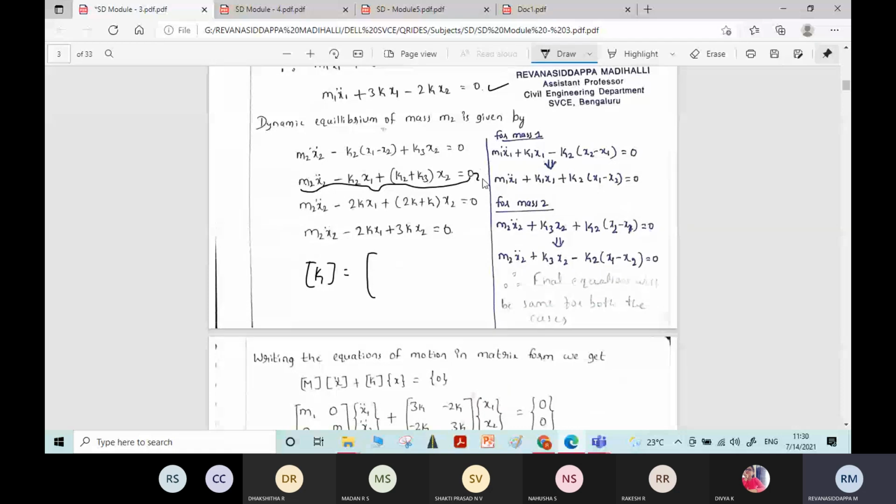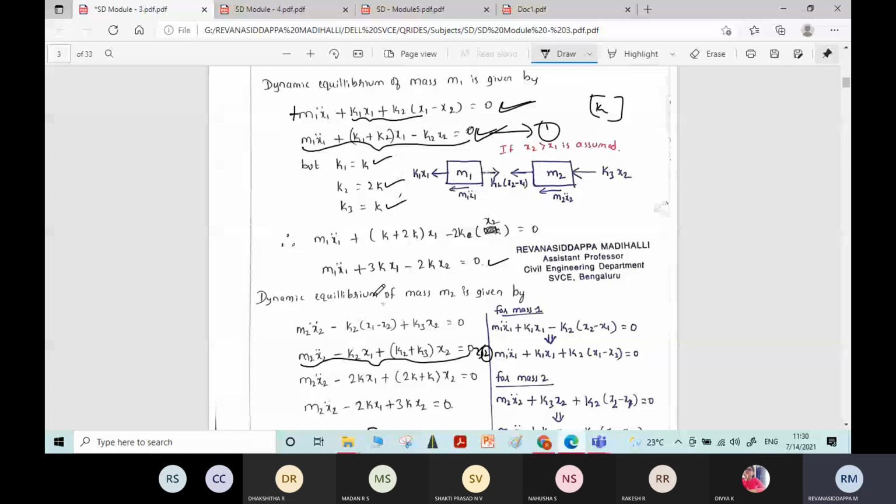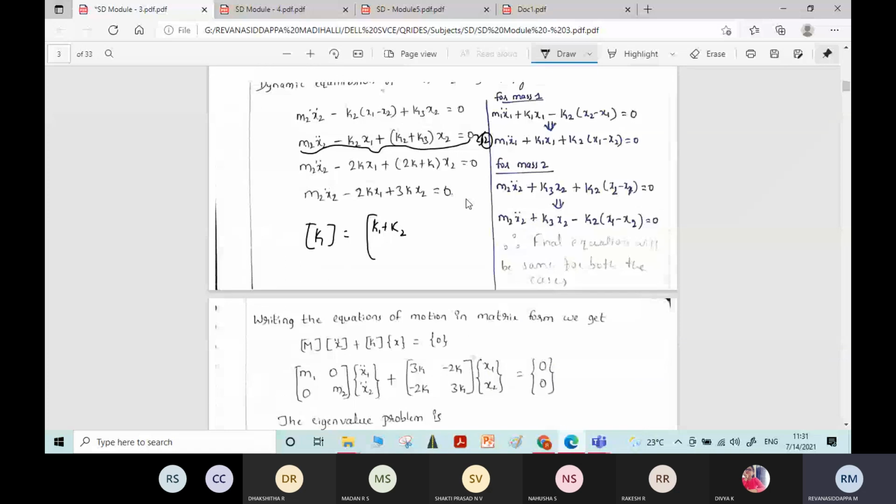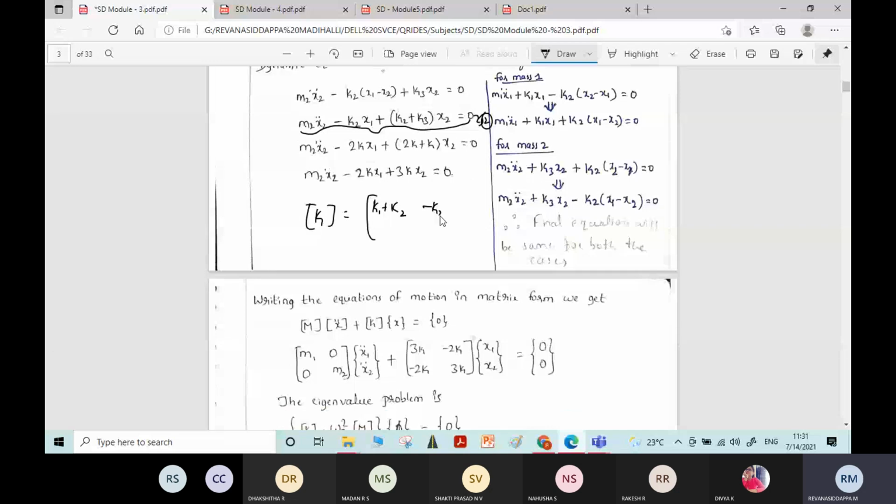How to formulate the stiffness matrix? Just write the coefficient of x1 here. What is the coefficient of x1? K1 plus K2. Then the coefficient of x2 is what? Minus k2. Then corresponding to equation 2, the coefficient of x1 is minus k2, and the coefficient of x2 is k2 plus k3. This is the generalized stiffness matrix for the system having two masses.